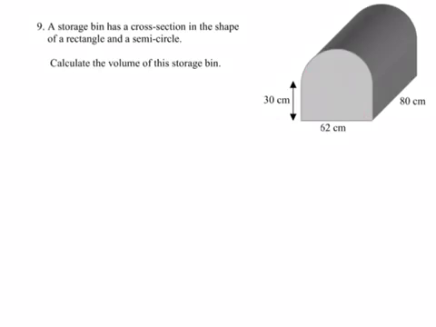So the first thing to notice is that the storage bin is a prism, which means if we want to work out the volume, it's the area of the end multiplied by the length. So the area of the end is the area of this cross section multiplied by the length from the front to the back, which is 80 centimetres.